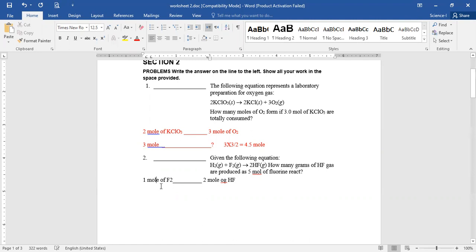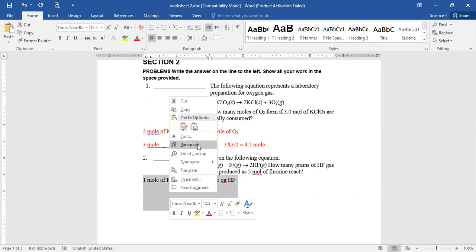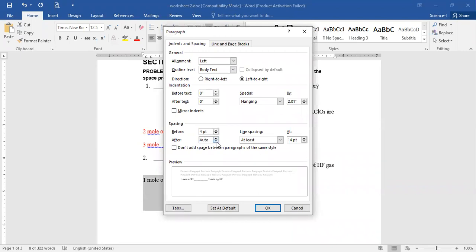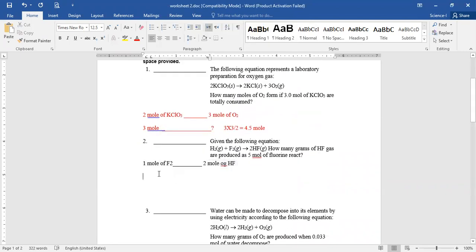Then he asks, you have 5 moles of fluorine. So that will produce how many moles of HF? 10, because it's 5 multiplied by 2, divided by 1, so it equals 10. Brilliant. So 10 moles of HF. But actually he asks about the grams, he doesn't ask about moles.